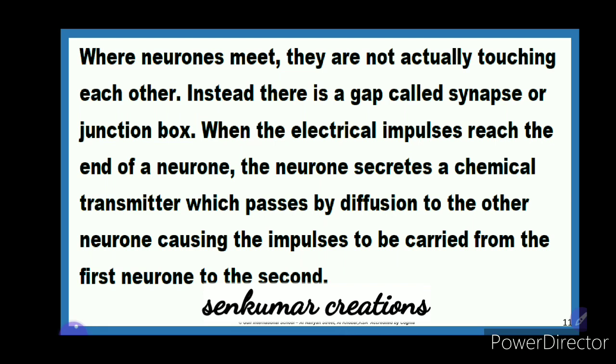When the electrical impulse reaches the end of the neuron, the neuron secretes a chemical transmitter, a chemical neurotransmitter we can say, which passes by diffusion to the other neuron. Through this transmitter, by the process of diffusion, the impulse passes from one neuron to another until reaching the brain. So this is the way. Synapse means a junction between two neurons, filled with a chemical neurotransmitter.